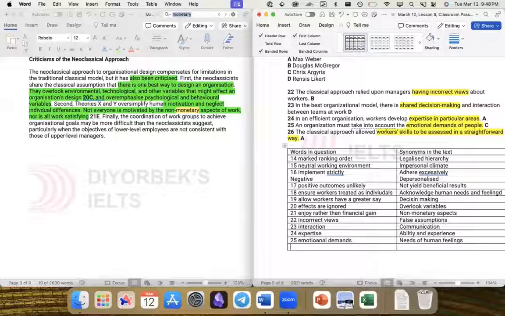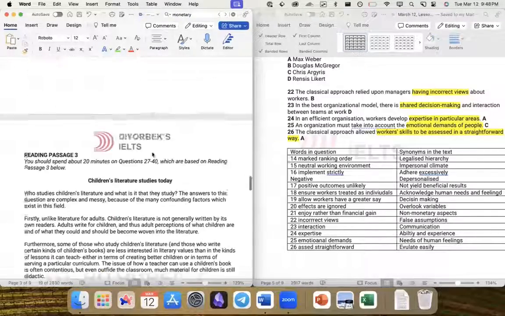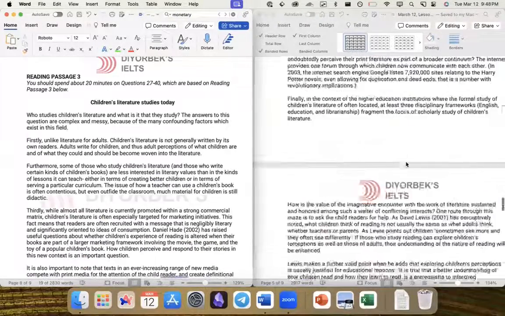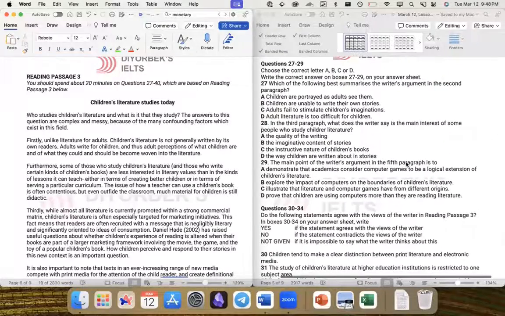26 is a synonym for assess. Straightforward is a synonym for evaluate easily, right? So yeah, I mean, that's pretty much it, right? Can you guys give me a second because my computer is dying.